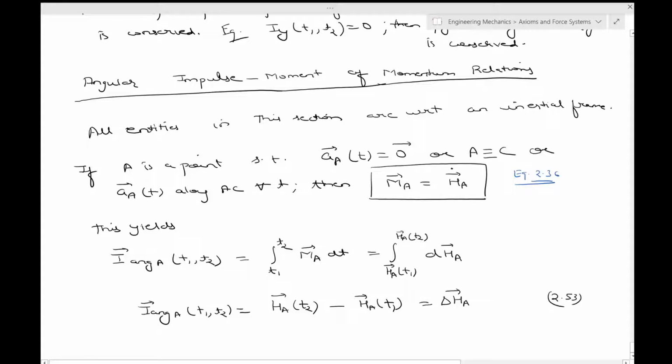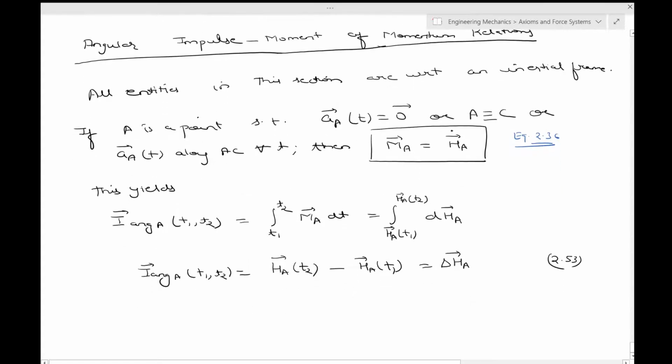And as you know, to write M_A as dH_A, this required us to be in the inertial frame because we are using one of Euler's axioms. Okay, so that's why we had to do all this in the inertial frame. So please check this derivation, only then all this will be clear.